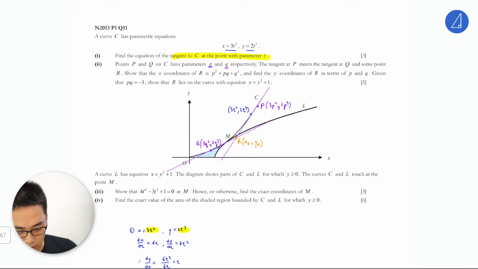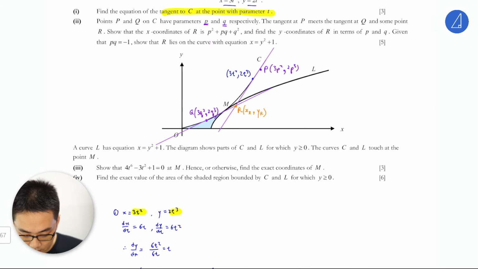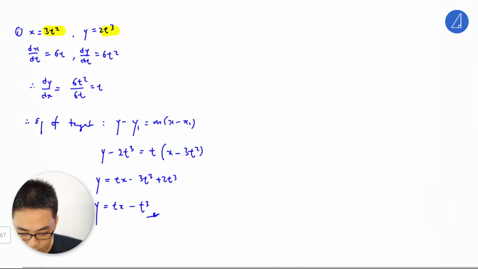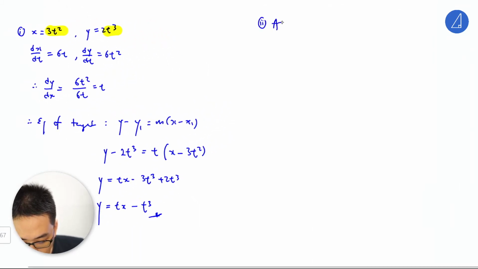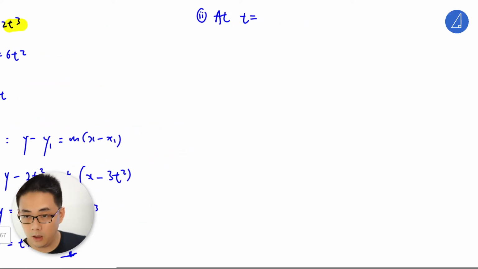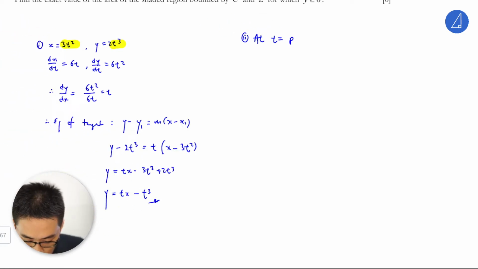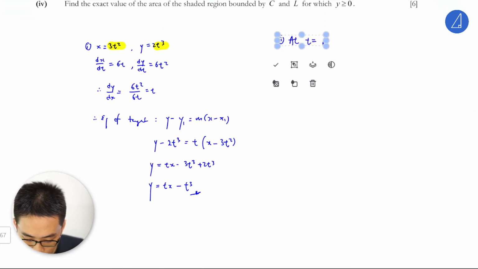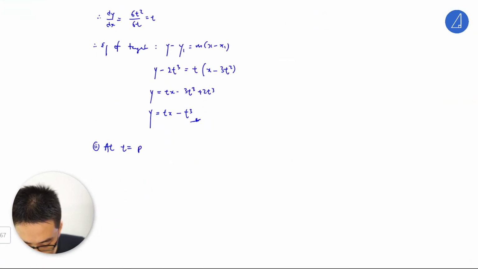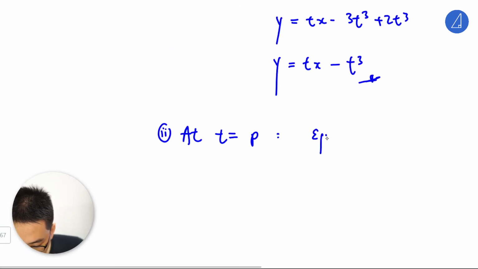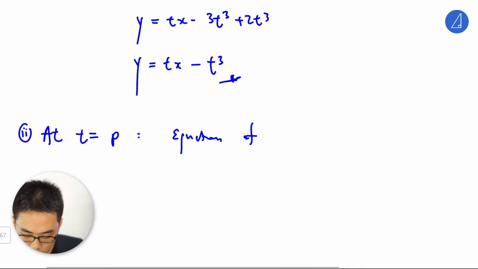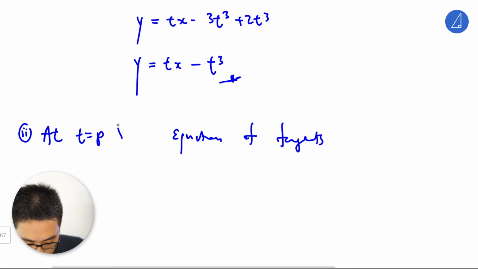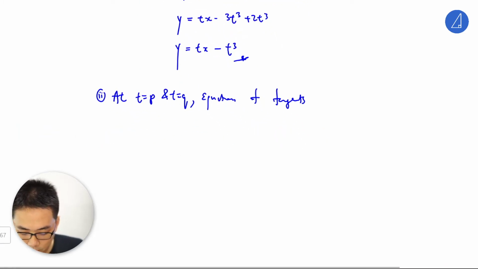Okay, so I think I'll just do it. So in this case here at parameter, we already have the first one. So at t equals Q, right? P. Just do this. Just use the previous one. Equation of tangents. There are two parameters here. Equation of tangent, just use this one here.